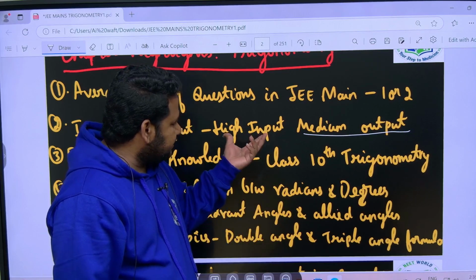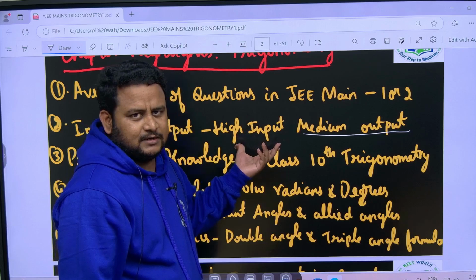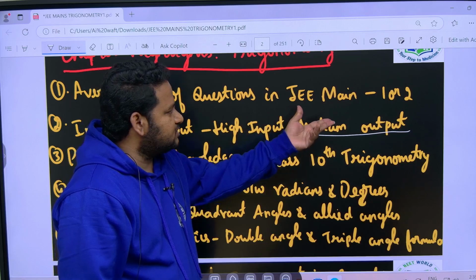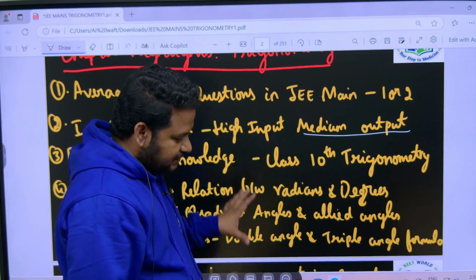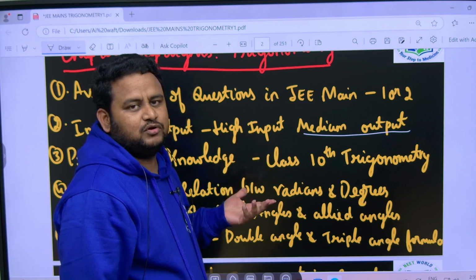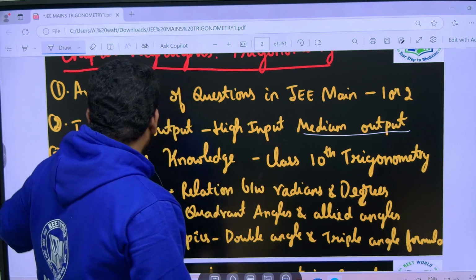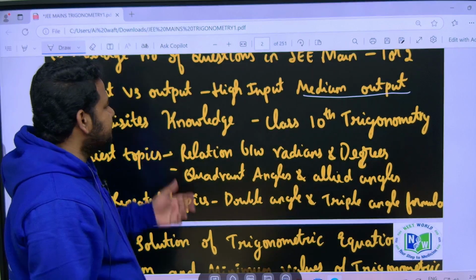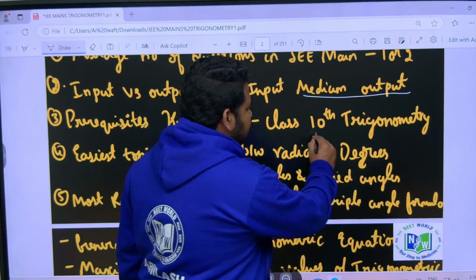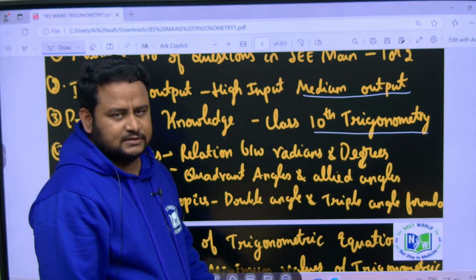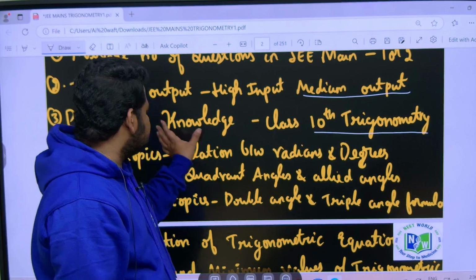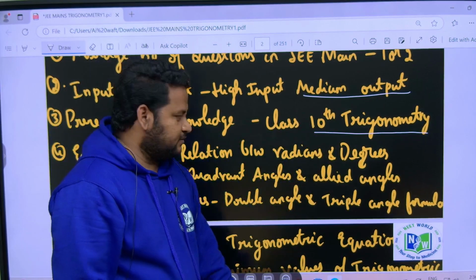But in the trigonometry chapter you will be getting 1 or 2 questions on an average, so we have written it as medium output. But that's why I said it is a backbone of the mathematics syllabus. Now what are the prerequisites? You must have at least class 10 trigonometry. We are not going to go into too much basics, so at least class 10 trigonometry, fine.